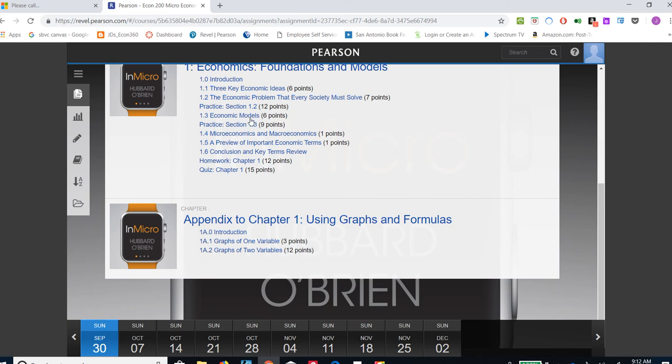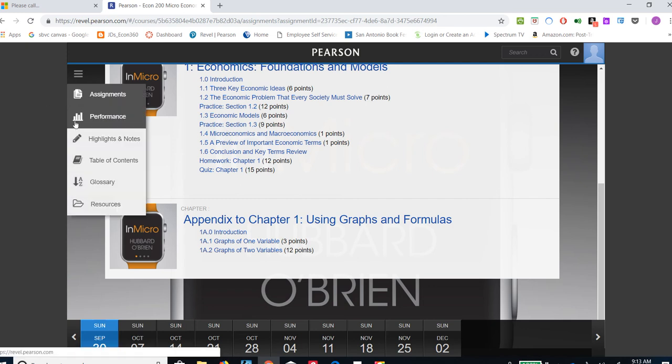Points for homework, points for practice section, which is kind of like a practice quiz, but you get to redo it until you get full credit. Redo all this stuff until you get full credit. But the quiz is that high stakes thing where you go in once, you sit down, you take it, you can't go backwards, go to each question and perform.